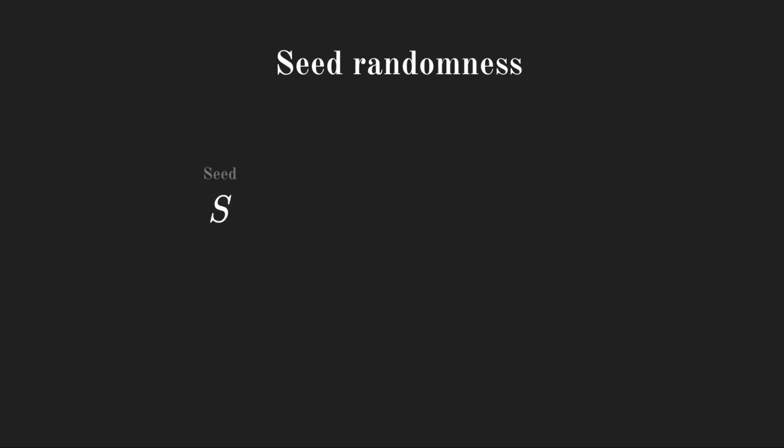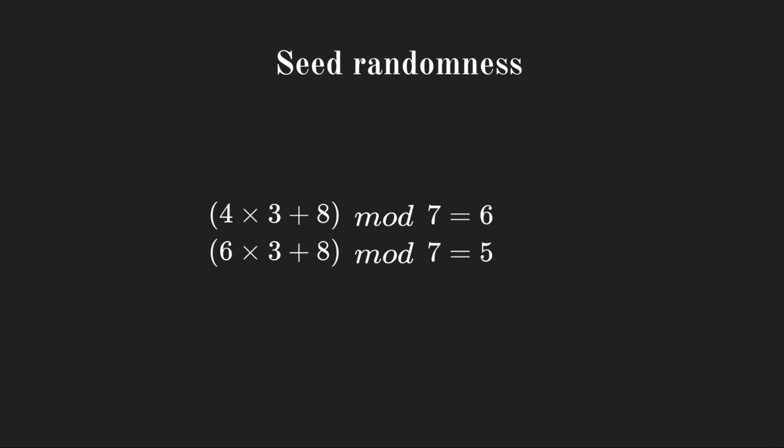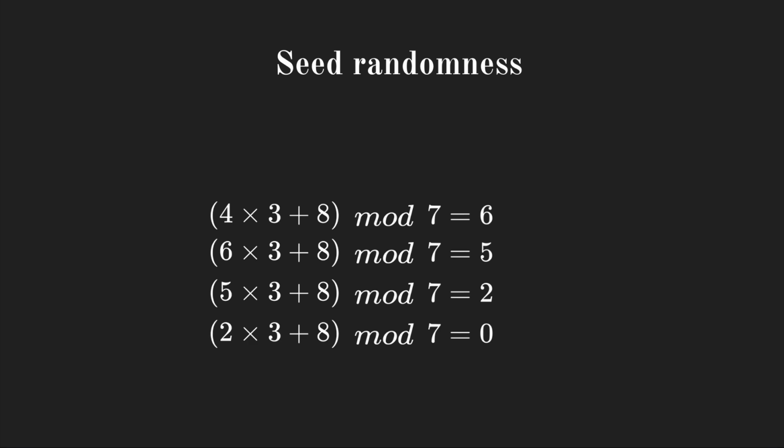Say you pick a seed, S, and then multiply it by a constant A, and then add another constant B. And say the seed is 4, A is 3, and B is 8. And then you take mod 7, which takes the remainder of the division by 7. Now this is equal to 6. Then you plug that answer 6 into the next seed, and that is equal to 5. Now you plug 5 into the next one, and that is equal to 2. Now you do it one more time, and it's equal to 0.